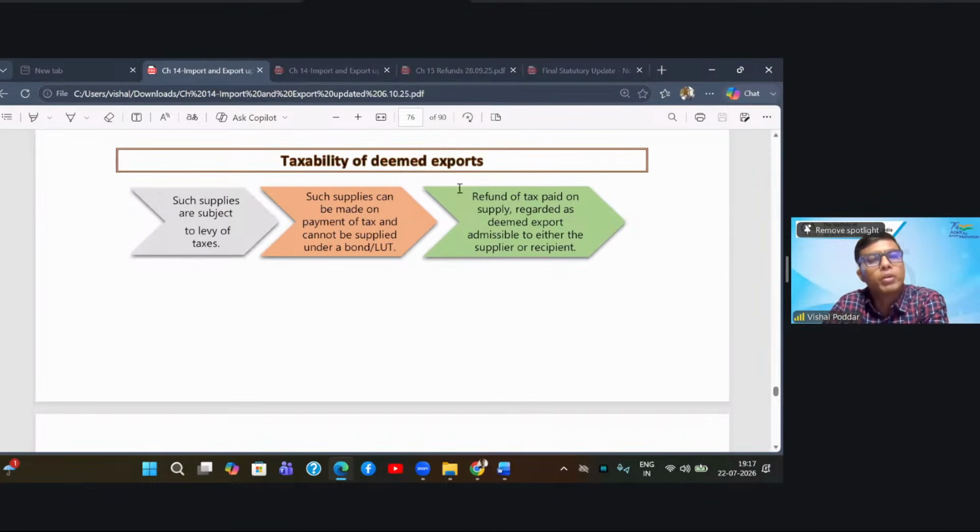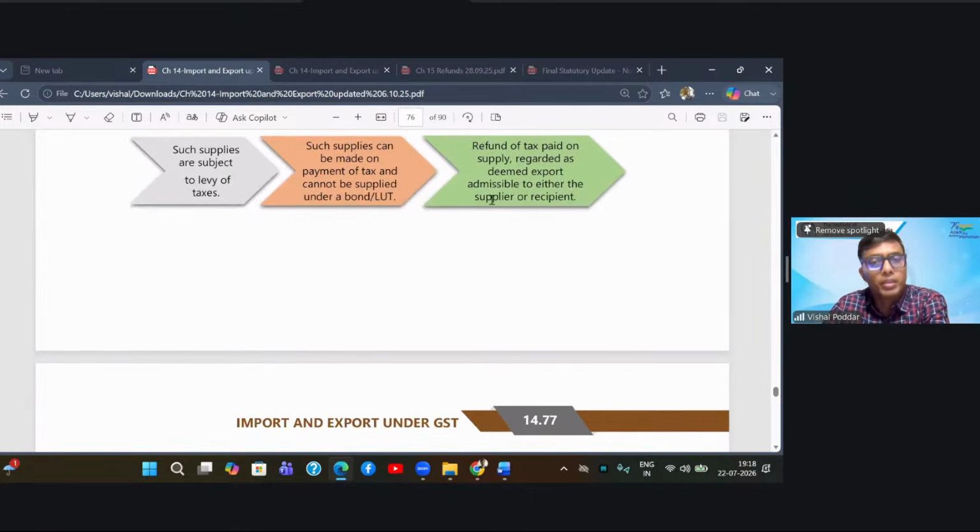Now comes the most important part. Now you'll say, sir, if everything is like domestic supply, then why you are calling it as deemed export? What is the purpose or effect of this? So the effect is here. The effect is that whatever is the tax which is paid on this supply, as we discussed here, it is compulsory to pay tax. That tax can be taken as a refund. Interestingly, the refund can be applied either by the supplier or by the recipient. Between them, mutually, they will discuss and decide who will apply for the refund.